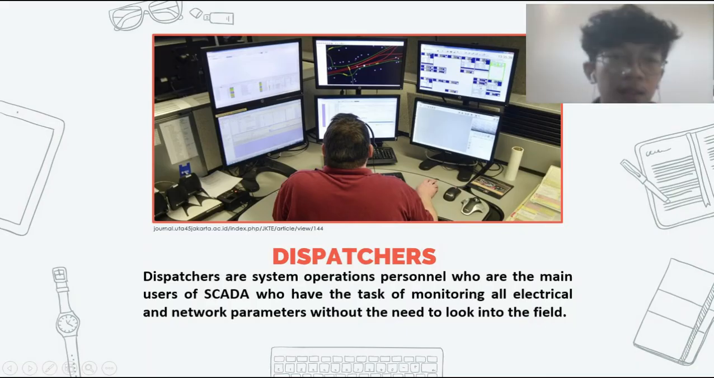Next, the dispatcher or system operation personnel, who are the main users of SCADA, have the task of monitoring all electrical and network parameters without the need to look into the field. Information on measurement and status indication of the electric power system is collected using equipment located at the substation and the power plant.